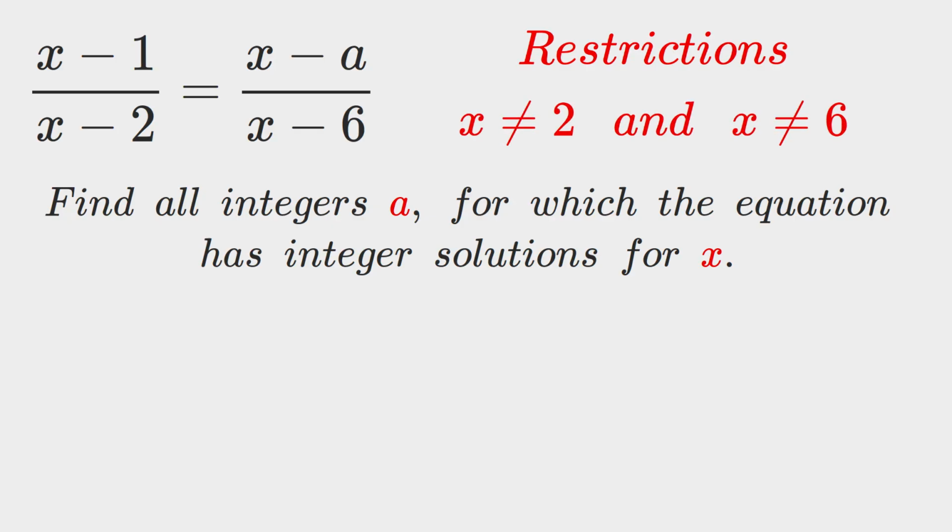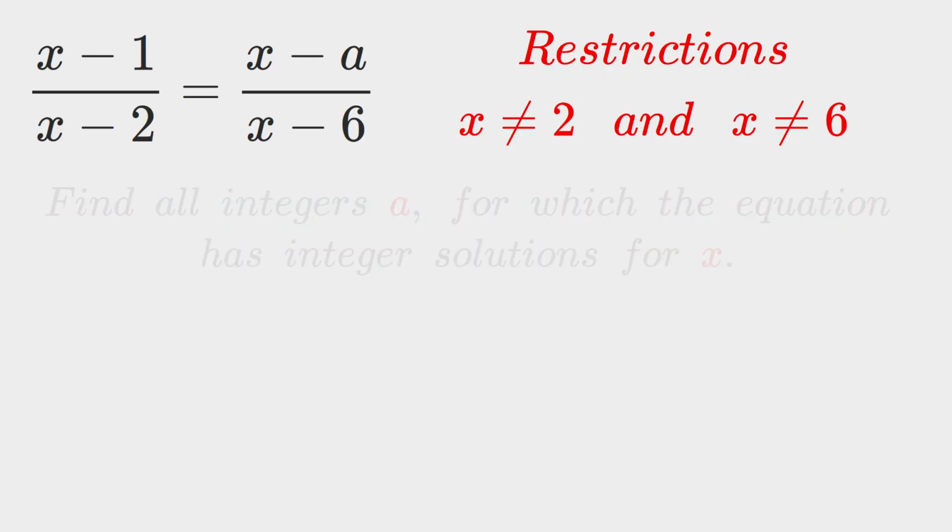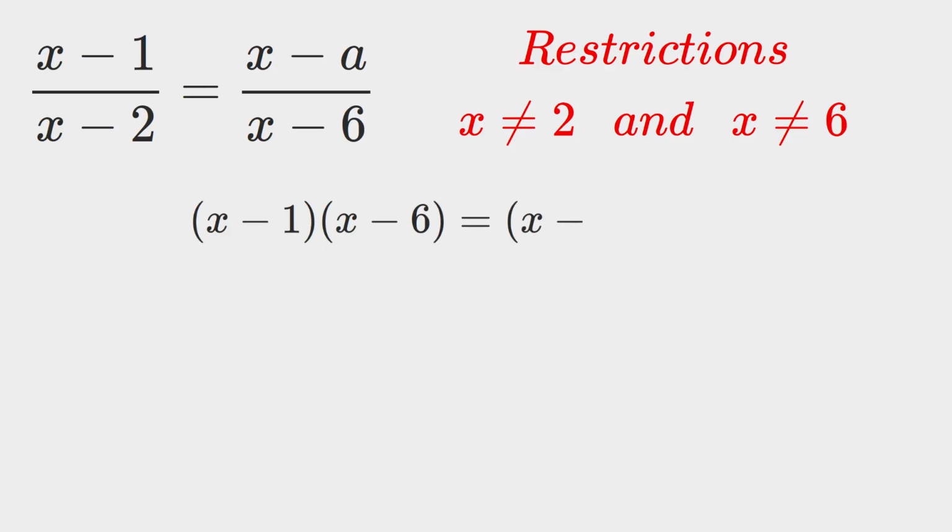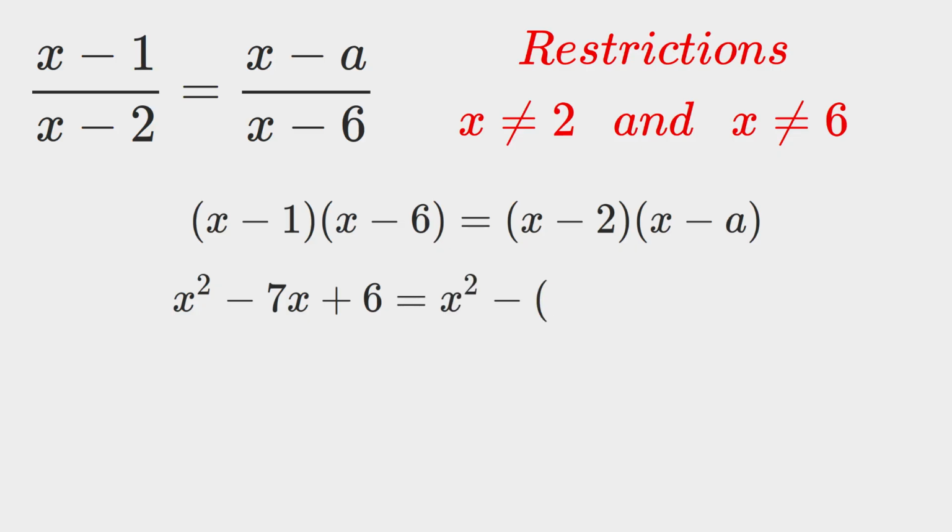Now let's clear the fractions by cross-multiplying. This gives us (x - 1)(x - 6) = (x - 2)(x - a). Next, let's expand both sides. On the left, we get x² - 7x + 6. On the right, it expands to x² - (2 + a)x + 2a. Notice that x² cancels out from both sides.